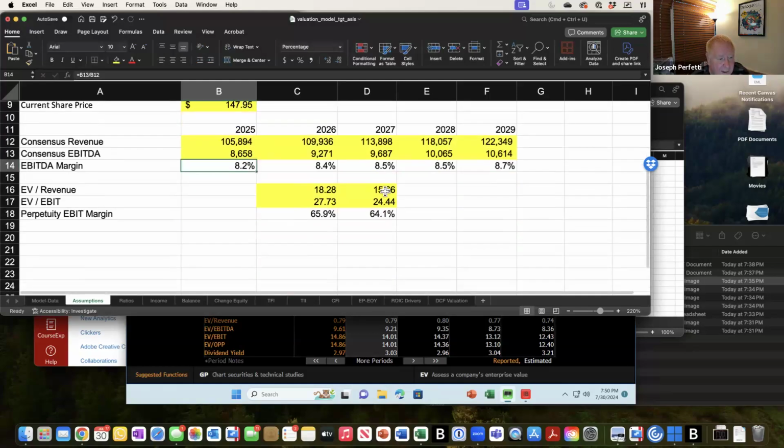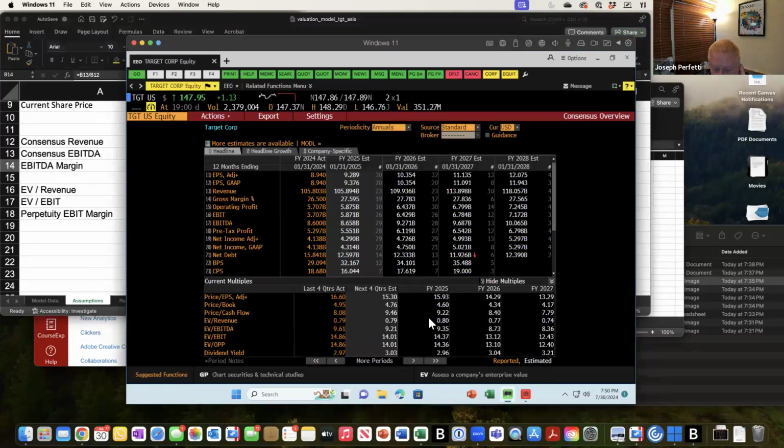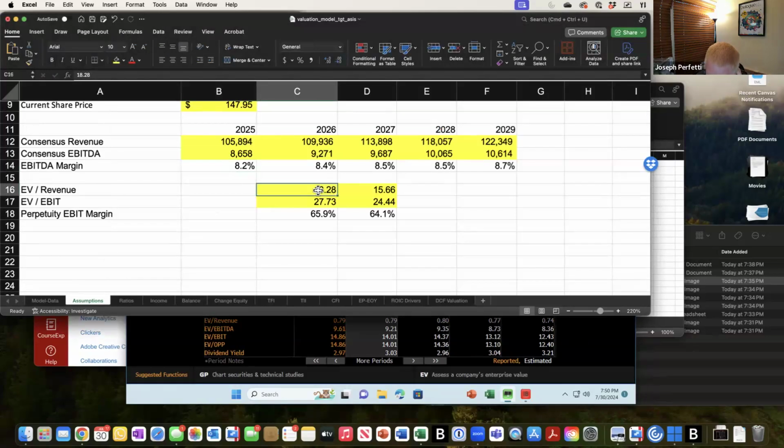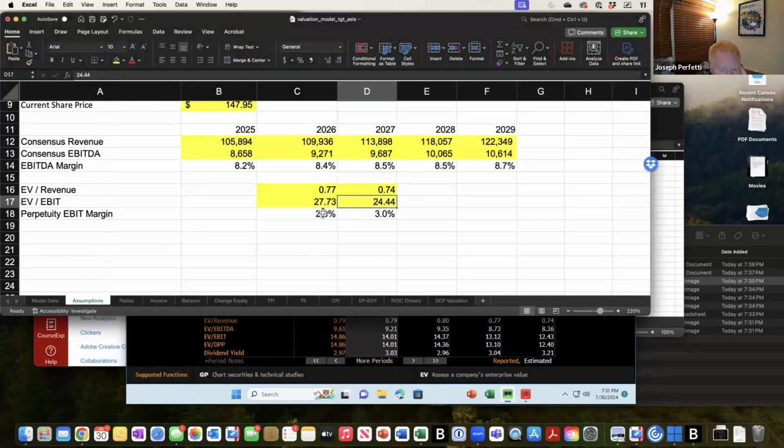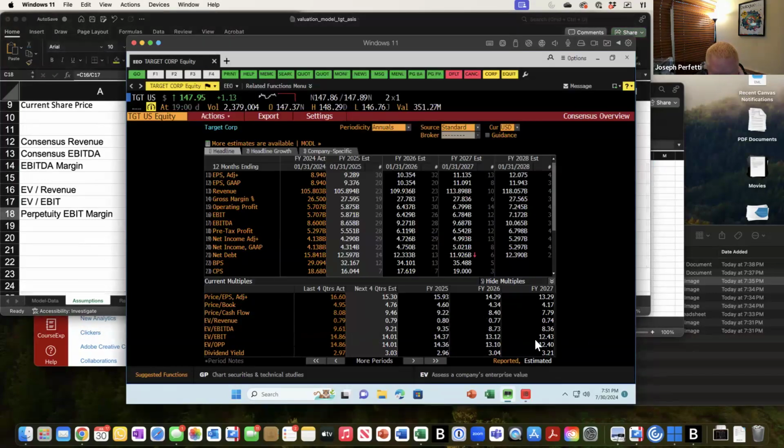Next, EV to revenue, EV to EBIT, forward year 2 and 3. So down here, you can always just count the columns. Forward year 1, forward year 2, forward year 3. This is 2 and 3. This is what we're using. EV to revenue, 0.77 and 0.74. Year 2 EV to EBIT is 13.12 and 12.43.